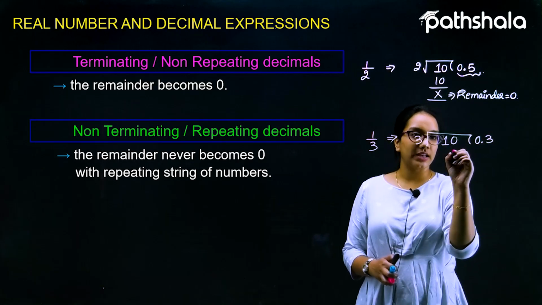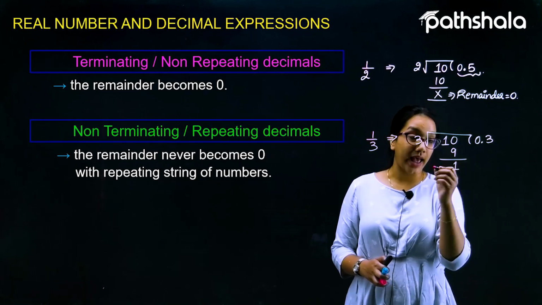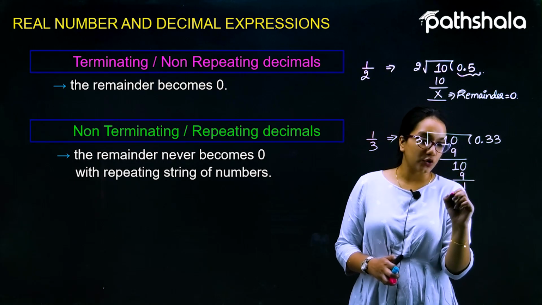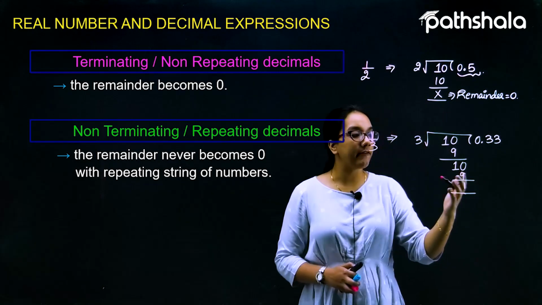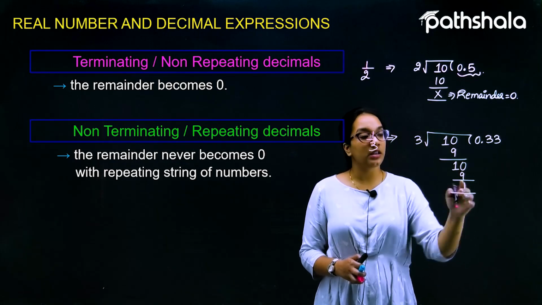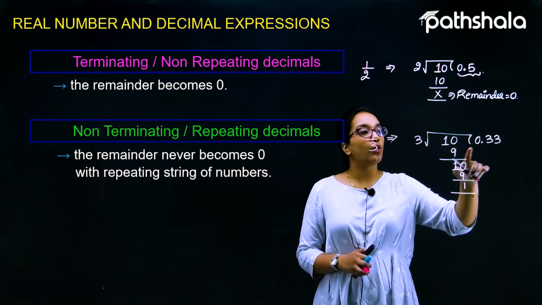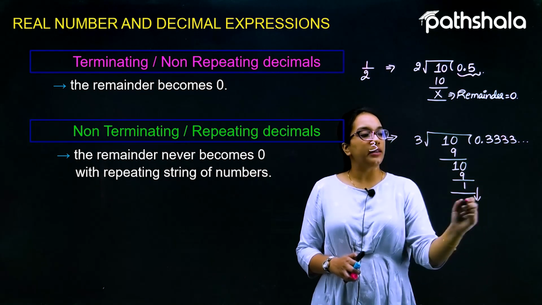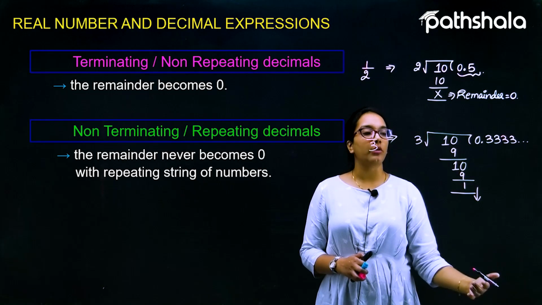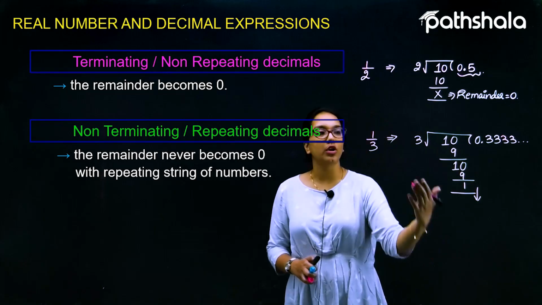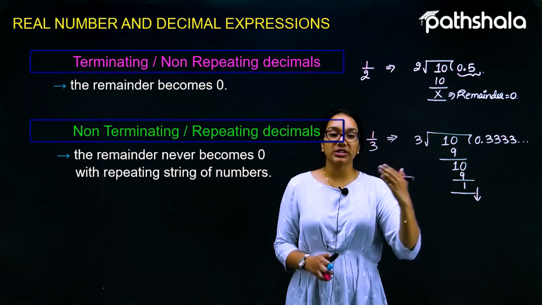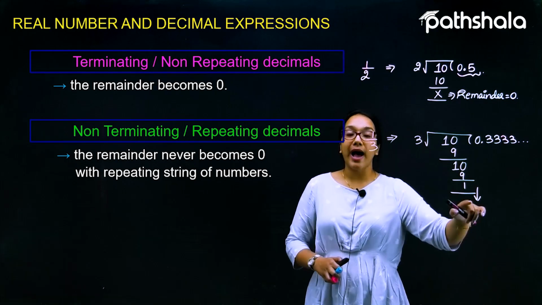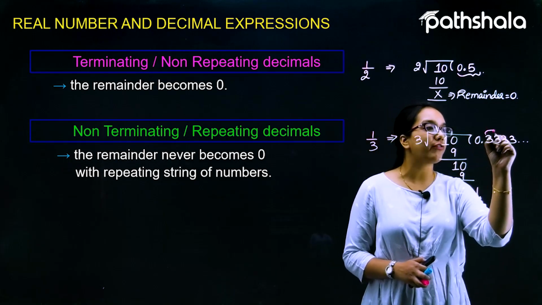3 3s are 9. The remainder would be 1. Again 3 3s are 9, so the remainder is again 1. It means that the number will never terminate. The remainder will always remain 1, and the quotient will be 0.33333, and so on. The process continues because the remainder of this number cannot be 0. In such numbers the remainder can never be 0 and they have a repeating string of numbers in the quotient.